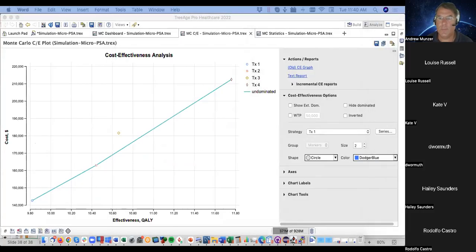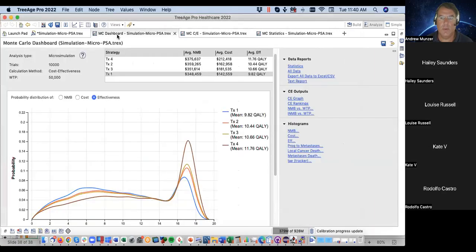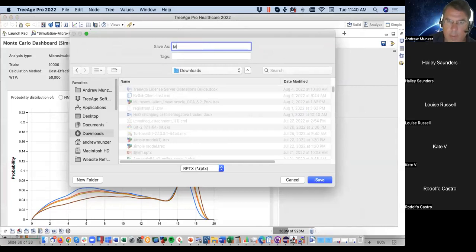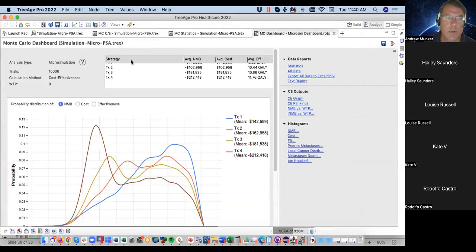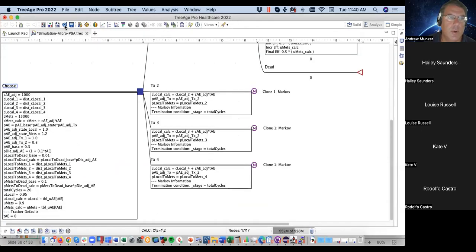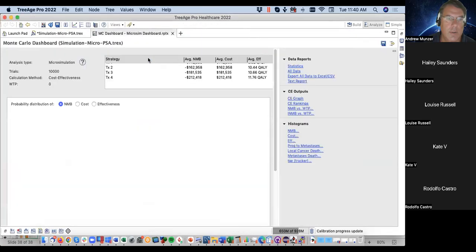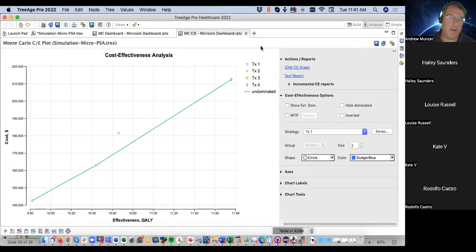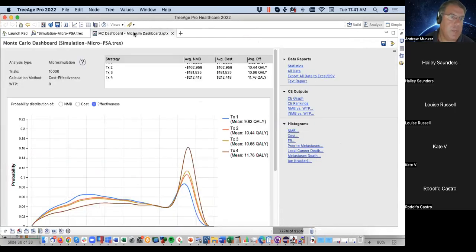And so for the dashboard, when you save it, you'll be able to click through and go from effectiveness to cost. Right. So let's try it. If I save it, and I'll just save it in my downloads folder, this is sim. Now, if I close it and open it, well, there it is. You can still click around. You can still run the other graphs, etc. Oh, great, thank you.